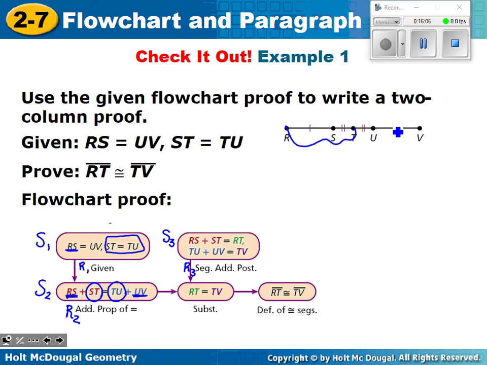So let's follow what they did here with substitution. Notice what we did. Where we had RS plus ST, that was equal to RT, so they substituted RT in over here on the left. And where we had TU plus UV, that was equal to TV, so they substituted TV over to the right. Does everybody see the substitution? Okay, so then that leaves us with statement 4 and reason 4. And again, we would put substitution property of equality.